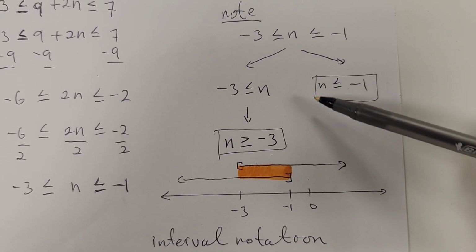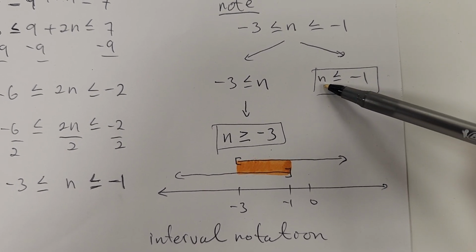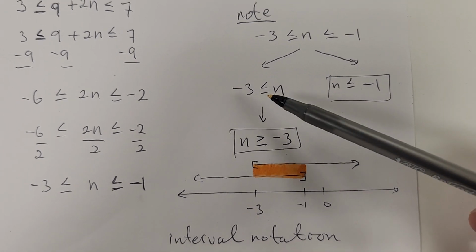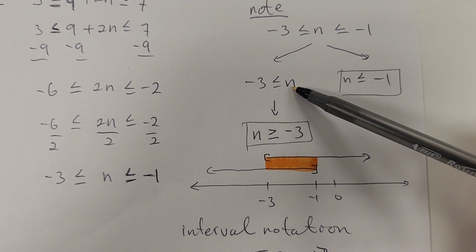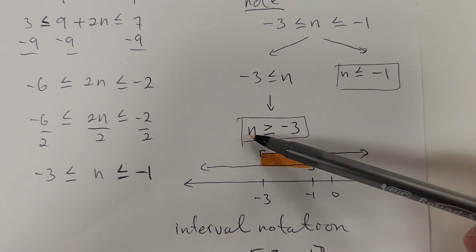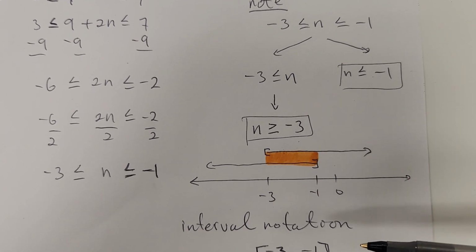Again, on this equation right here, the letter is already on the left side, so we'll just leave it as is. However, over here, the letter is on the right side, so turn this around so that n is on the left and the numbers are on the right side, so it's easier to read.